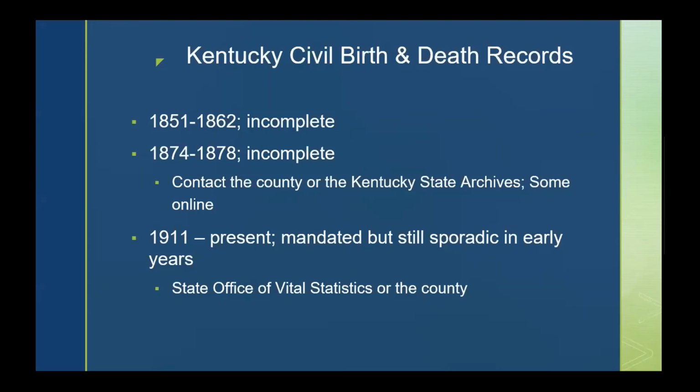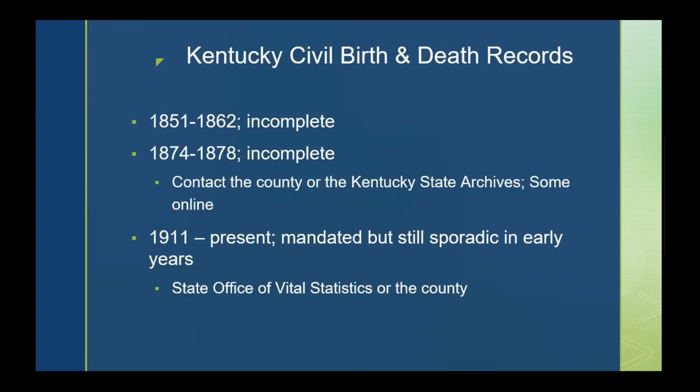And most of them, I think, that exist are online at FamilySearch and Ancestry. Then there's a big gap when they did not keep them again, and they started them up again in 1911. And those are kept now, currently as well. So 1911 to the present. Sporadic compliance in those early years, I would say probably the 1920s and 30s, there were still some people that were slipping through the cracks. People weren't coming down to the courthouse to register births and deaths.